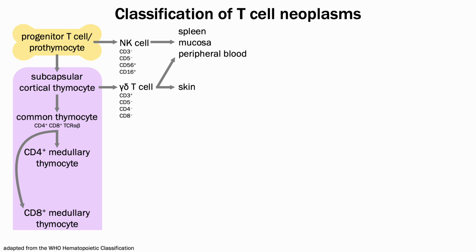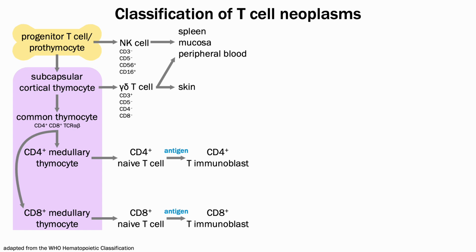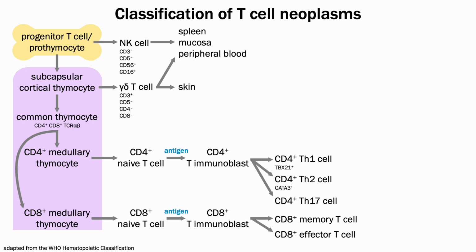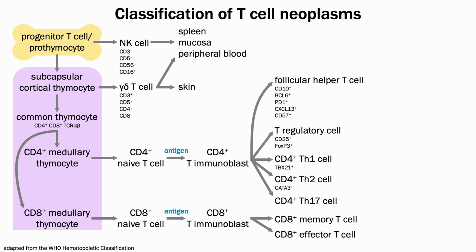These can then circulate as CD4 or CD8 positive naive T cells, which can be activated by antigen to become CD4 or CD8 positive T immunoblasts. The CD8 positive immunoblasts can differentiate into memory or effector cells, while the CD4 positive immunoblasts can differentiate into Th1, Th2, Th17 cells, follicular helper T cells, or T regulatory cells.